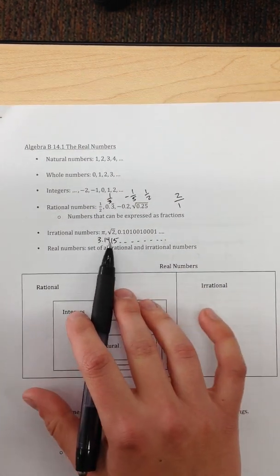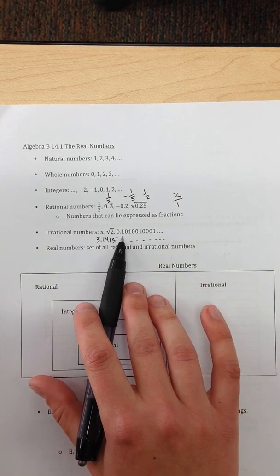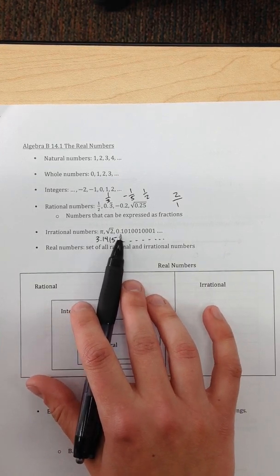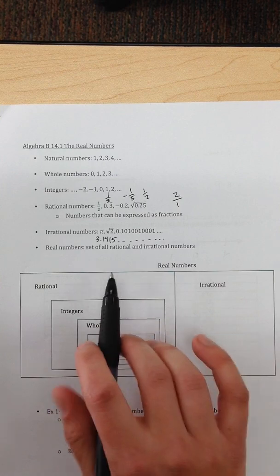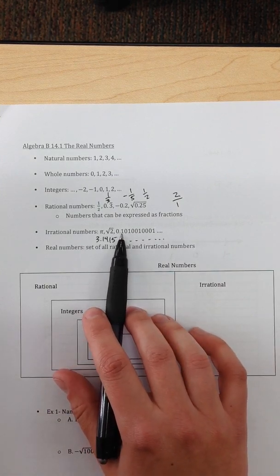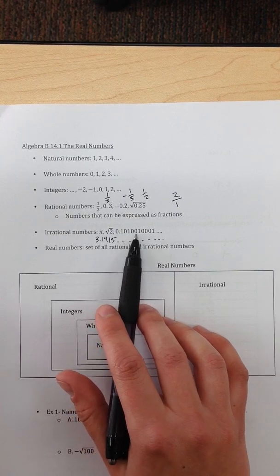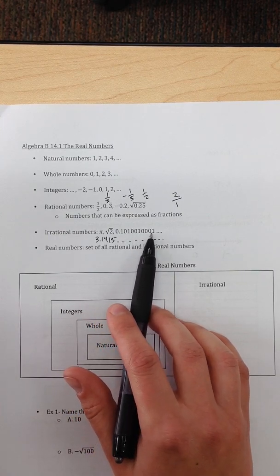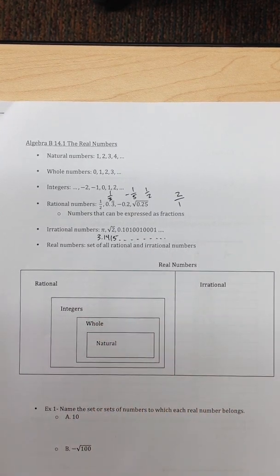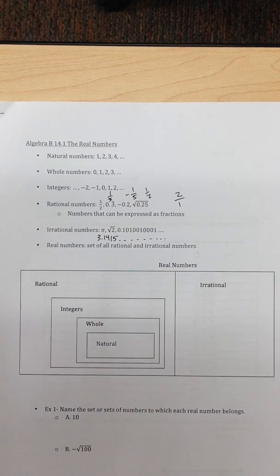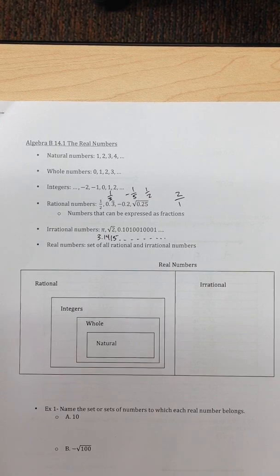You might also have things here that follow a pattern, but the pattern is not necessarily like 1, 1, 1, 1, 1. It could be growing, like 0.10 and then 1 and then 2 zeros, 1 and then 3 zeros, 1 and then 4 zeros, and so on. That would also be irrational. Okay, and then the set of real numbers is all of our rationals and all of our irrationals.